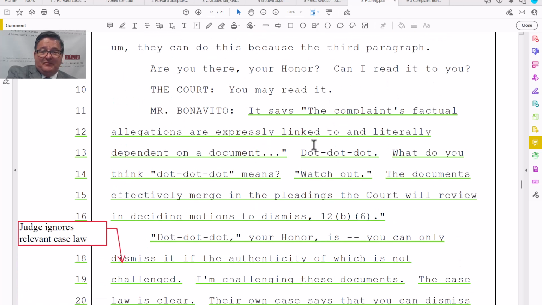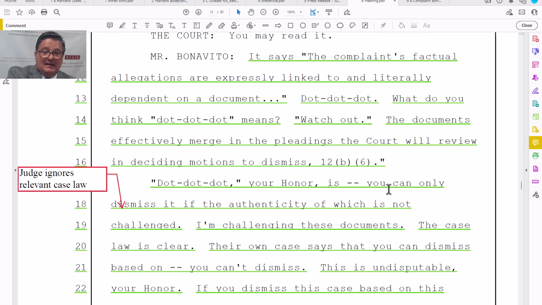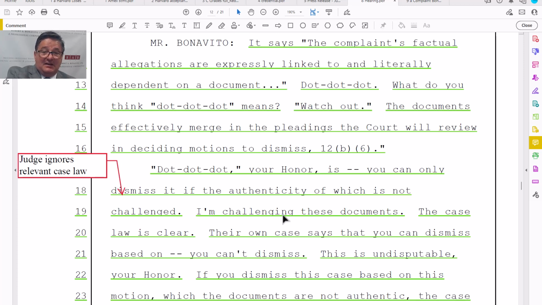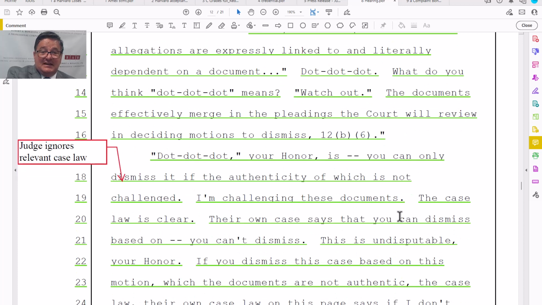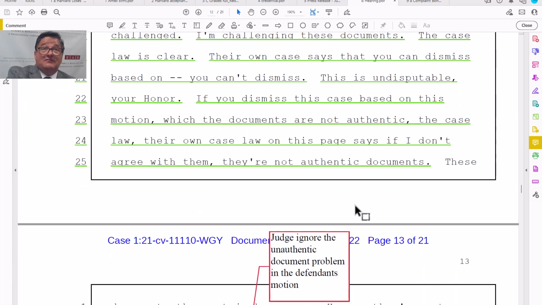And this is where this 12(b)(6) ruling comes in. I'm telling you, Your Honor, it says the complaint's factual allegations are expressly linked to and dependent on the document, and I'm saying here that you can only dismiss if the authenticity of which is not challenged. Now, if I challenge these false documents, he can't rely on them. And I say here, I challenge these documents. This case law is clear. Their own case law says that you can't dismiss. This is undisputable. This is a fact. If I challenge the false documents, he can't rely on them. They have no motion.